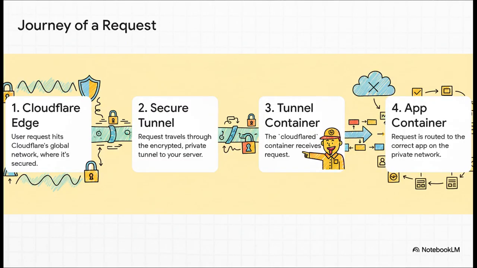Let's follow a single user request to see how this works. First, it hits Cloudflare's network edge, where it gets an initial security screening. Then, it travels down that encrypted private tunnel to your server. The tunnel container acts like a traffic cop. It receives the request and safely routes it to the right application container over that private network. The key thing here is that at no point does your actual application infrastructure ever touch the public internet.